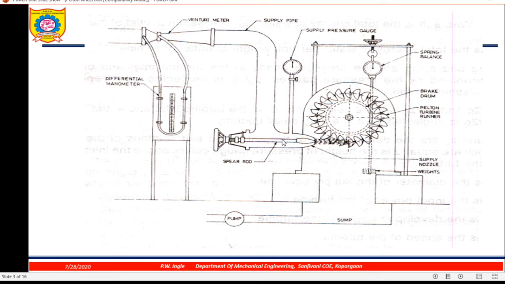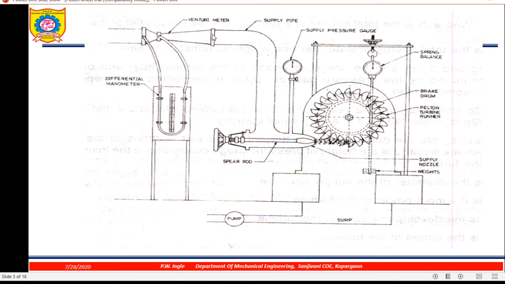You see here, all pressure head will be converted into kinetic head in the nozzle itself. That's why whatever pressure you are getting in kg per centimeter square, you just convert into head, that is meter of water. In this way you can calculate water power, that is input. Now to calculate output, we have to use the spring balance and weight. Output power is nothing but shaft power, so we are using here a rope brake type of dynamometer.